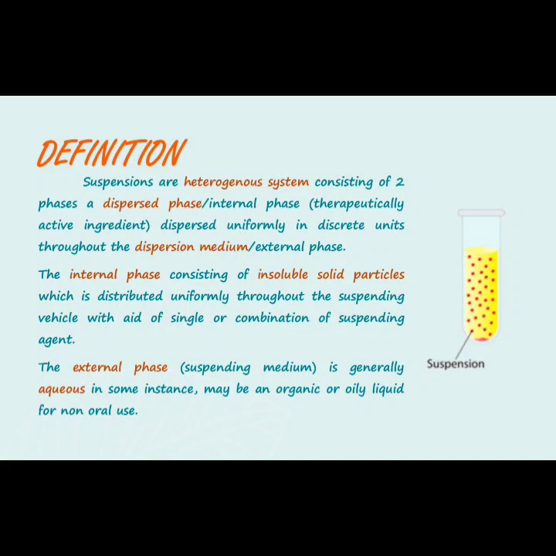The internal phase consists of insoluble solid particles which are distributed uniformly throughout the suspending vehicle with the help of a single suspending agent or a combination of suspending agents. The external phase is generally aqueous in many instances and may be an organic or oily liquid for non-oral use. As we can see in this picture, the yellow color represents the dispersion medium, which consists of red colored spots of the dispersed phase or internal phase.